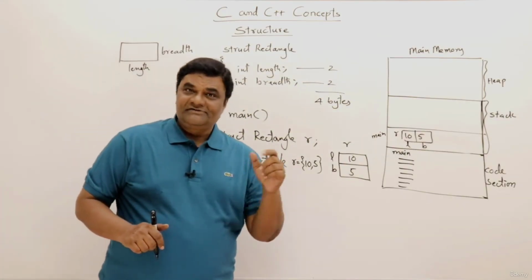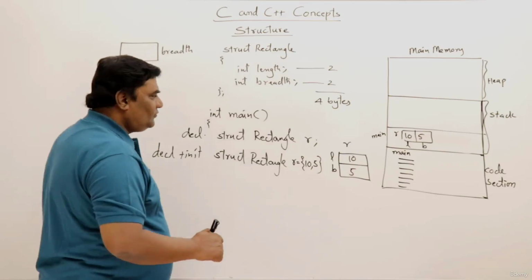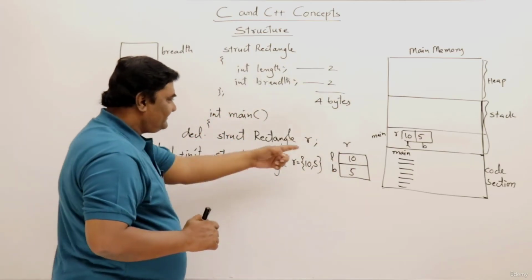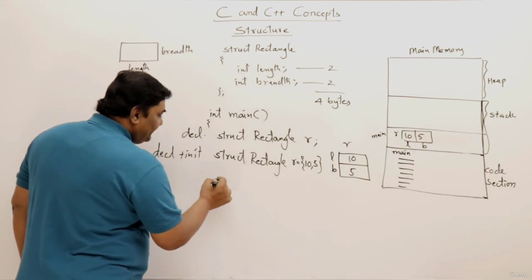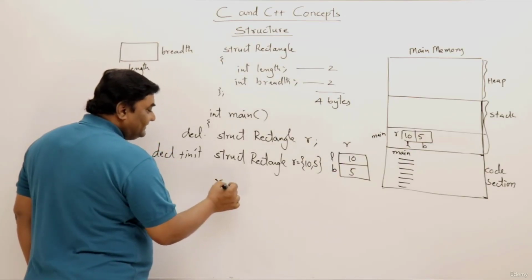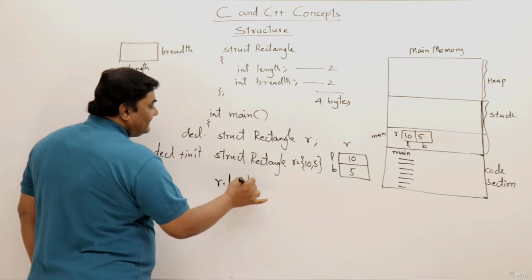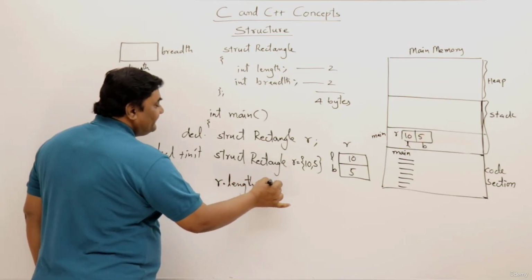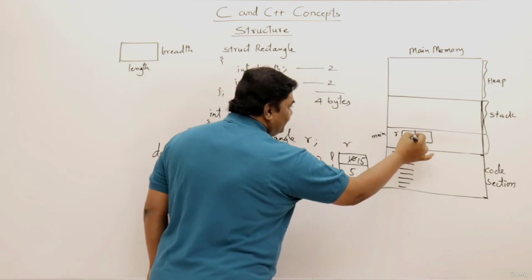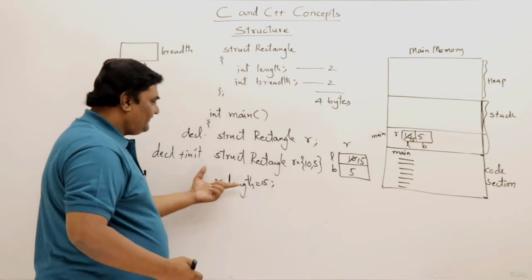Now, how to access the members of this structure? Suppose I want to access this length and modify it to 15. For accessing the members of a structure, we should use the structure variable name, a dot, and length. So this is length, assign 15. So this value will be changed to 15, right? So it is changed to 15 in the memory. So this is how we can access.